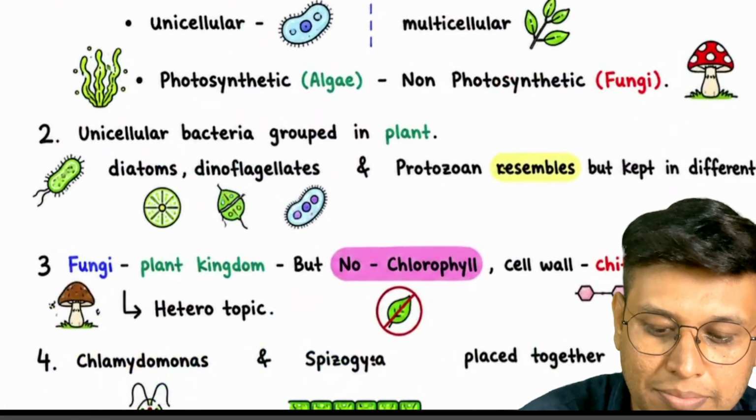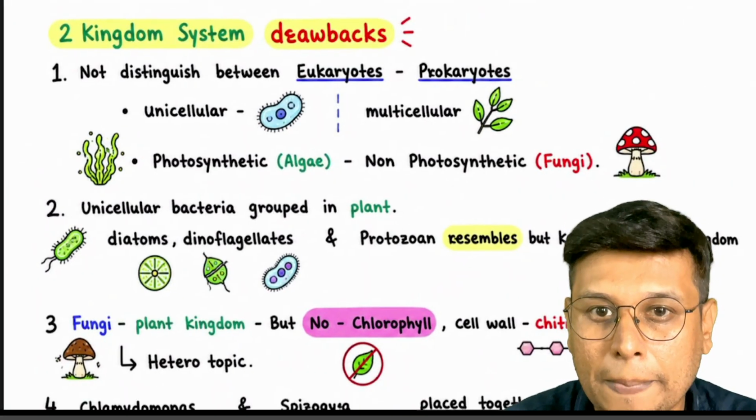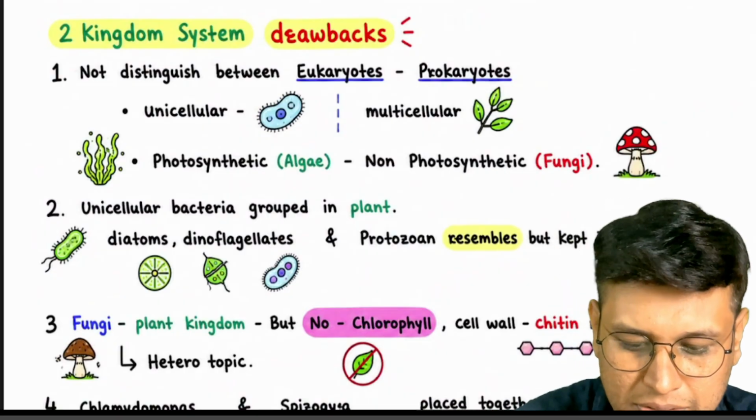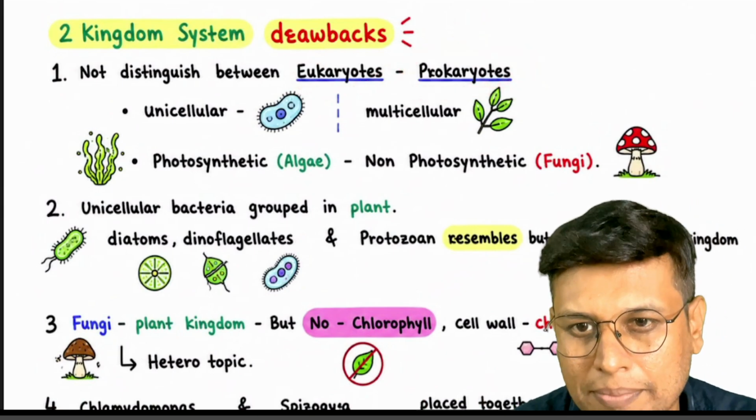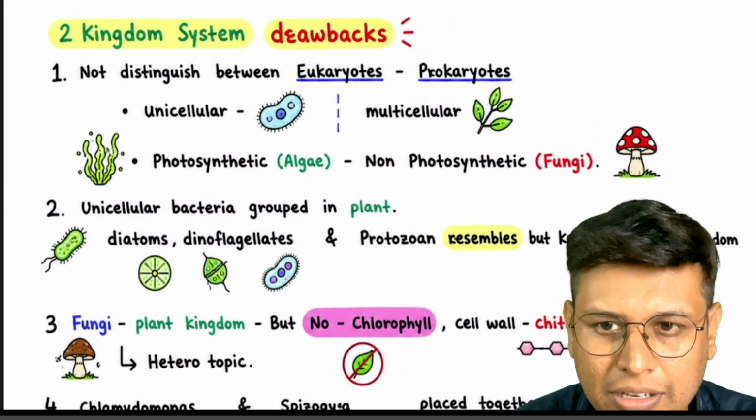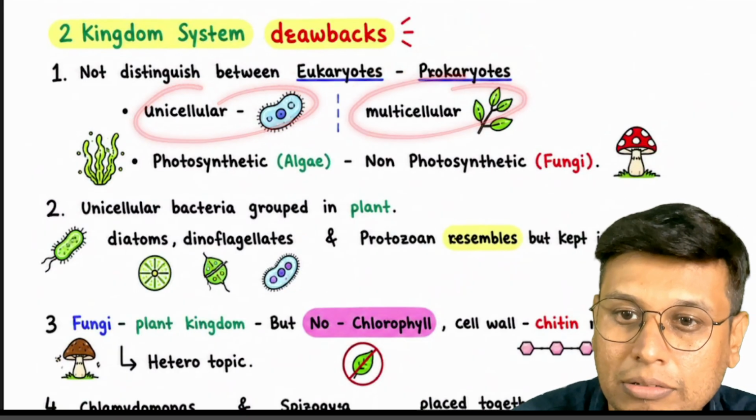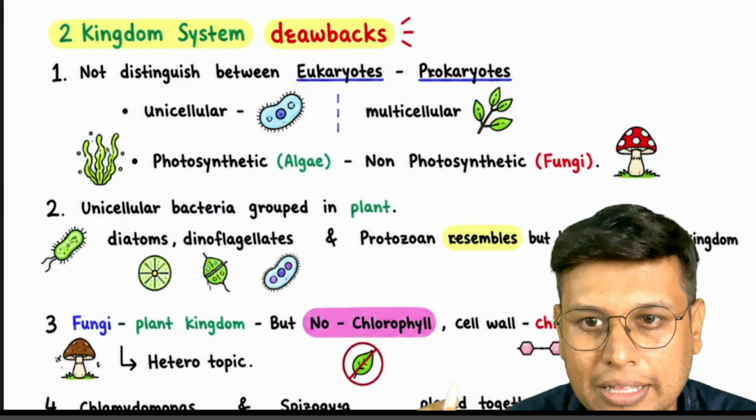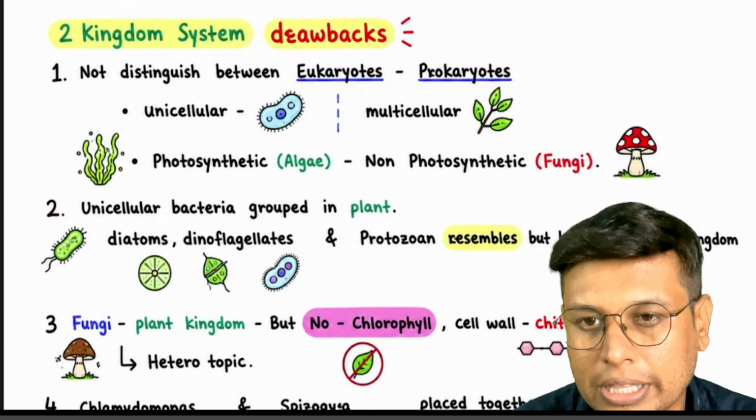So the drawbacks of the two kingdom system, when we discuss them, will be like this. First, no distinction between prokaryotes and eukaryotes. Eukaryotes have a nucleus, prokaryotes are without a nucleus, and they are placed together in Plantae and also in Animalia. Unicellular and multicellular, the same thing is happening. Unicellular bacteria, amoeba or protists are put together with multicellular organisms.